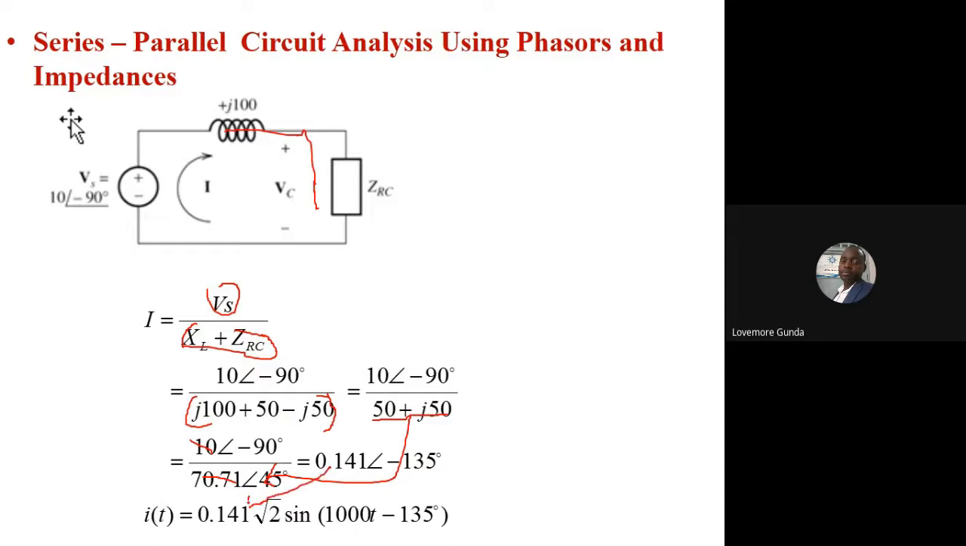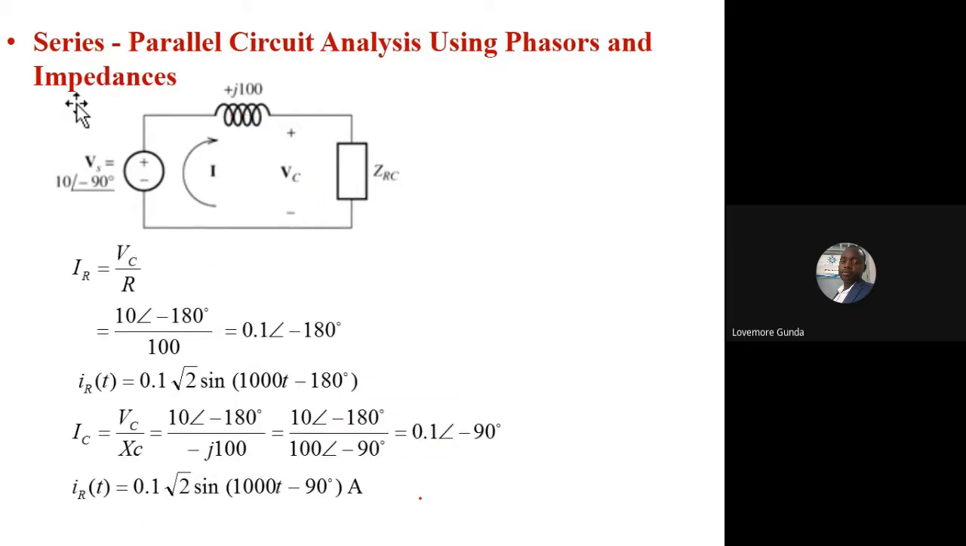In time domain, 0.141 root 2 sine of 1000t, which is our omega t, minus 135. So you realize that everything is still the same. Current through R becomes VC over R, because it's still the same voltage across that divided by R. You get 0.189 at minus 180, and in time domain, root 2 sine omega t plus that.